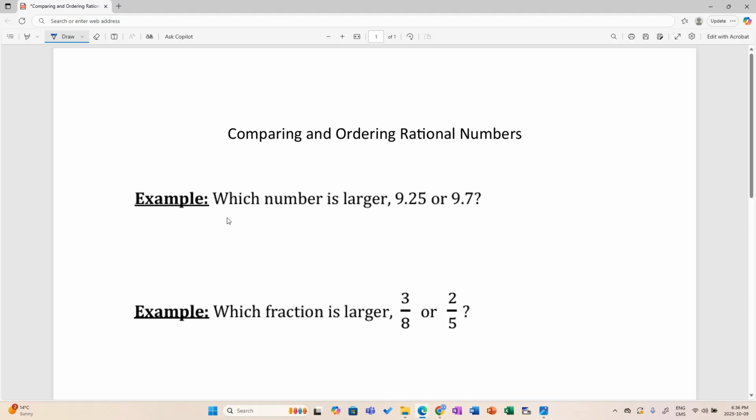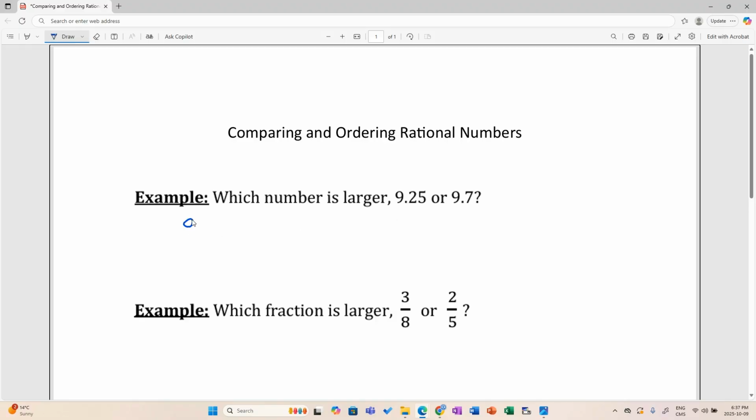So in this first example it asks us which number is larger, 9.25 or 9.7. To get our answer we simply have to write these numbers down and align the decimal place. Okay, so I just aligned the decimal place.